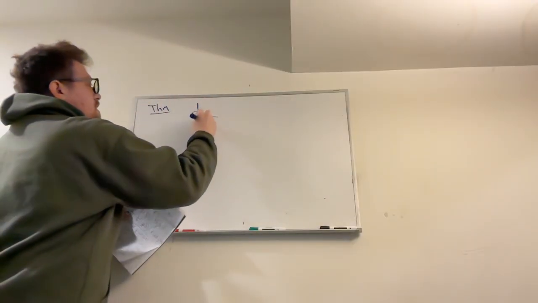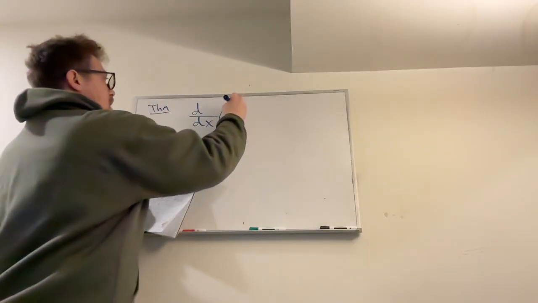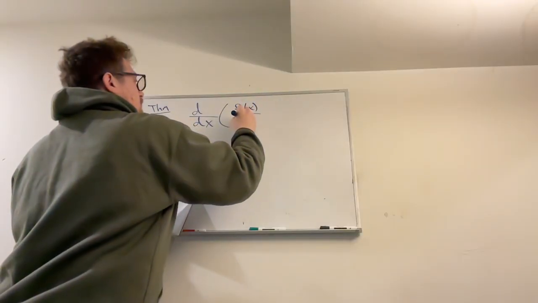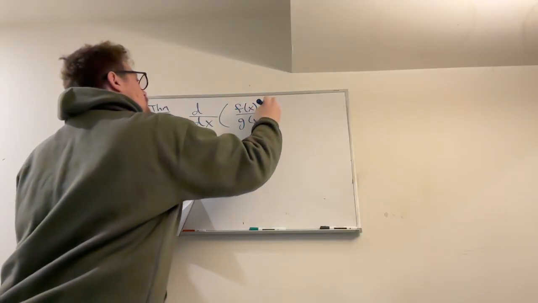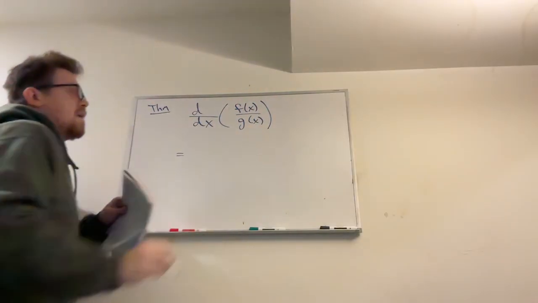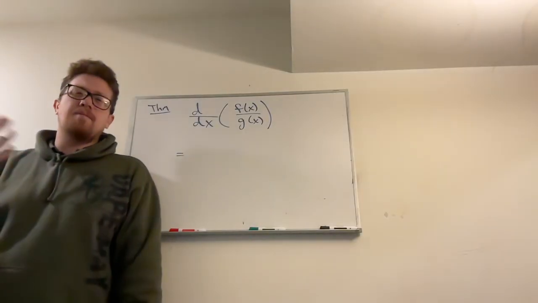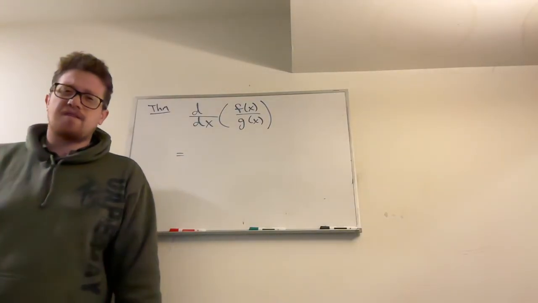so d dx of f of x divided by g of x. And again, I'm going to switch to the f prime, g prime notation because I don't want to have to write this d over dx each time.